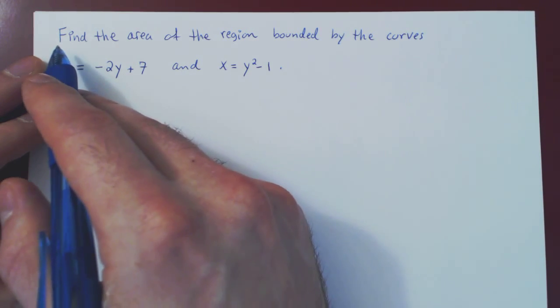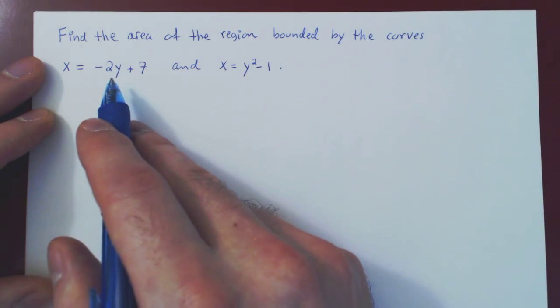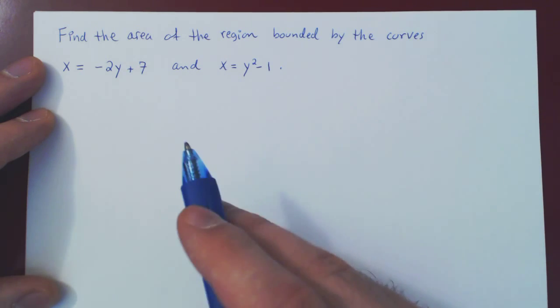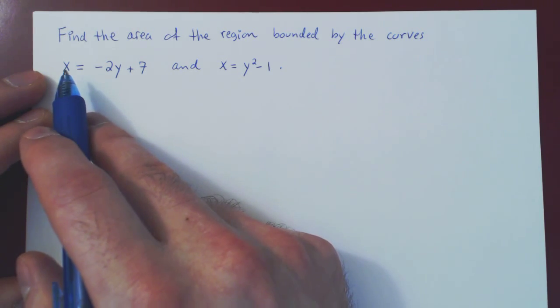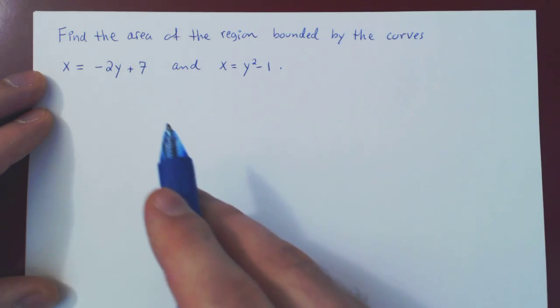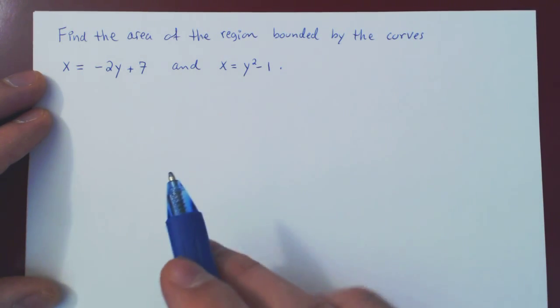Okay, so in this video, we want to find the area of the region bounded by the curves x equals negative 2y plus 7 and x equals y squared minus 1. Now this is the first time that we are given curves in the form of x being a function of y in both cases. And I know that some of you may not be comfortable sketching curves given in this form, so for now we'll bite the bullet.